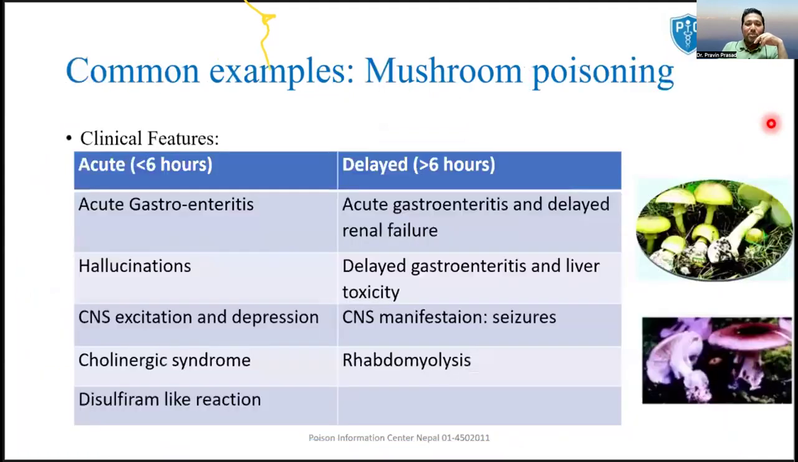So talking about the common poisonings in Nepal, mushroom poisoning is a very important public health concern in our country. It can present very acutely within 6 hours of ingestion and can also present with a delayed presentation of more than 6 hours. Symptoms can involve multiple organ systems like the GI tract, CNS, can present with cholinergic symptoms, and can also have disulfiram-like reactions.